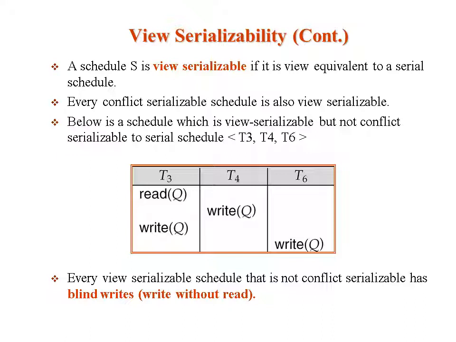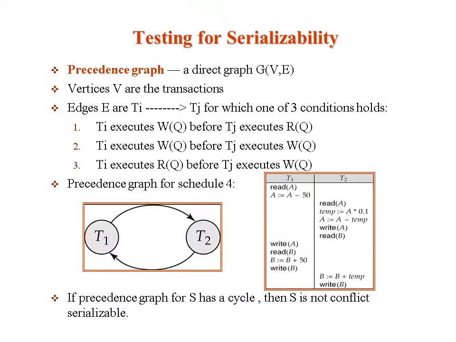You can also say every conflict serializable schedule is also view serializable schedule, but the vice versa is not true. Every view serializable schedule that is not conflict serializable has blind writes, that is write without read. Let's see in this example, T4 and T6 are writing the value of Q without reading the value of Q. So this is a blind write.